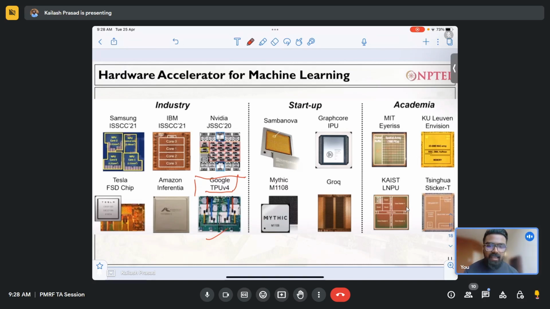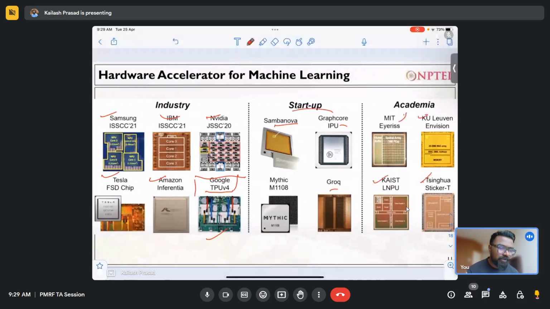The thing is, every company designs their own hardware. Amazon, Tesla, Samsung, IBM, Nvidia and others also design hardware for running machine learning workloads, machine learning algorithms. There are some startups which also do that. These are the names of the startups, and universities like MIT, KU Leuven, KAIST, Tsinghua, here at IIT Gandhinagar, IIT Madras, IIT Delhi, the people are actually working on designing hardware for machine learning, right?